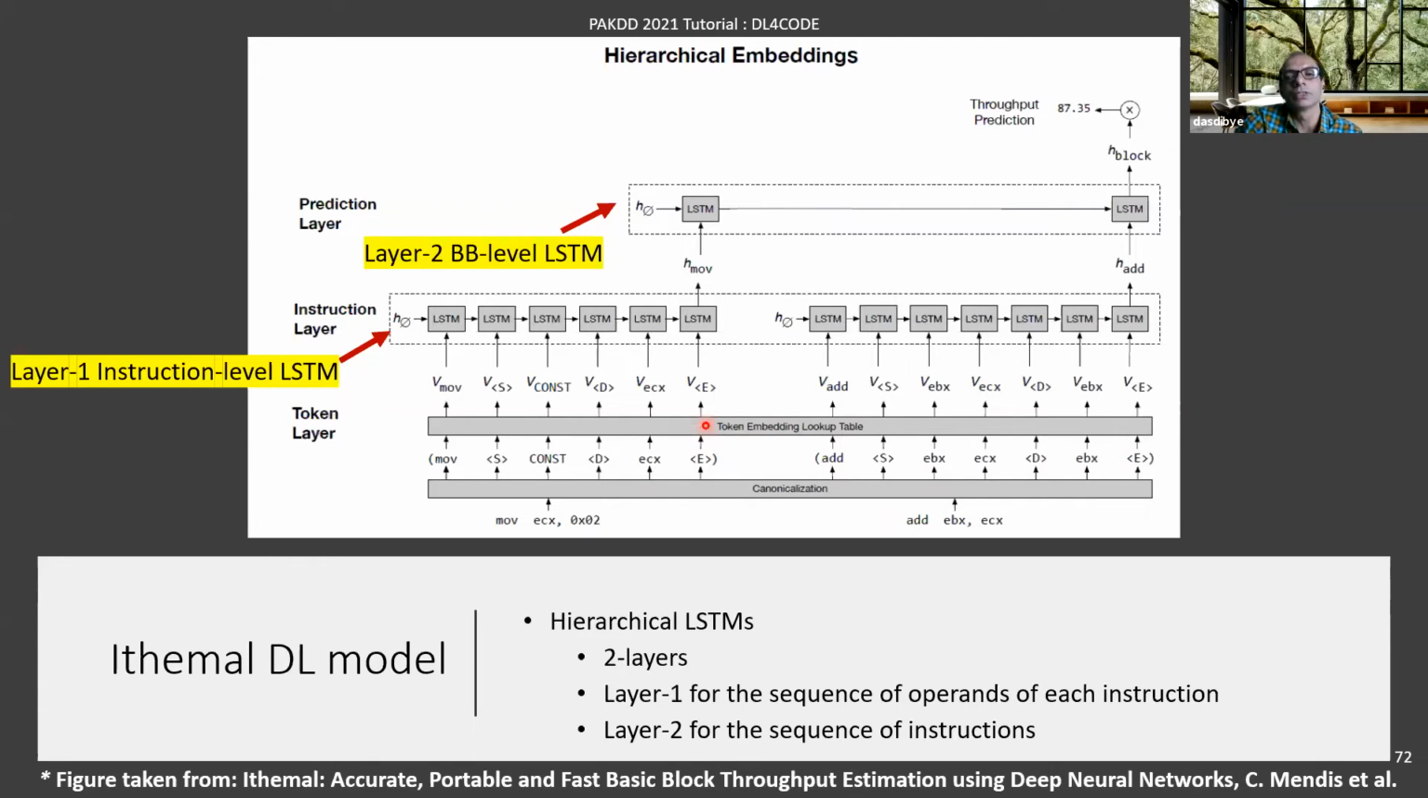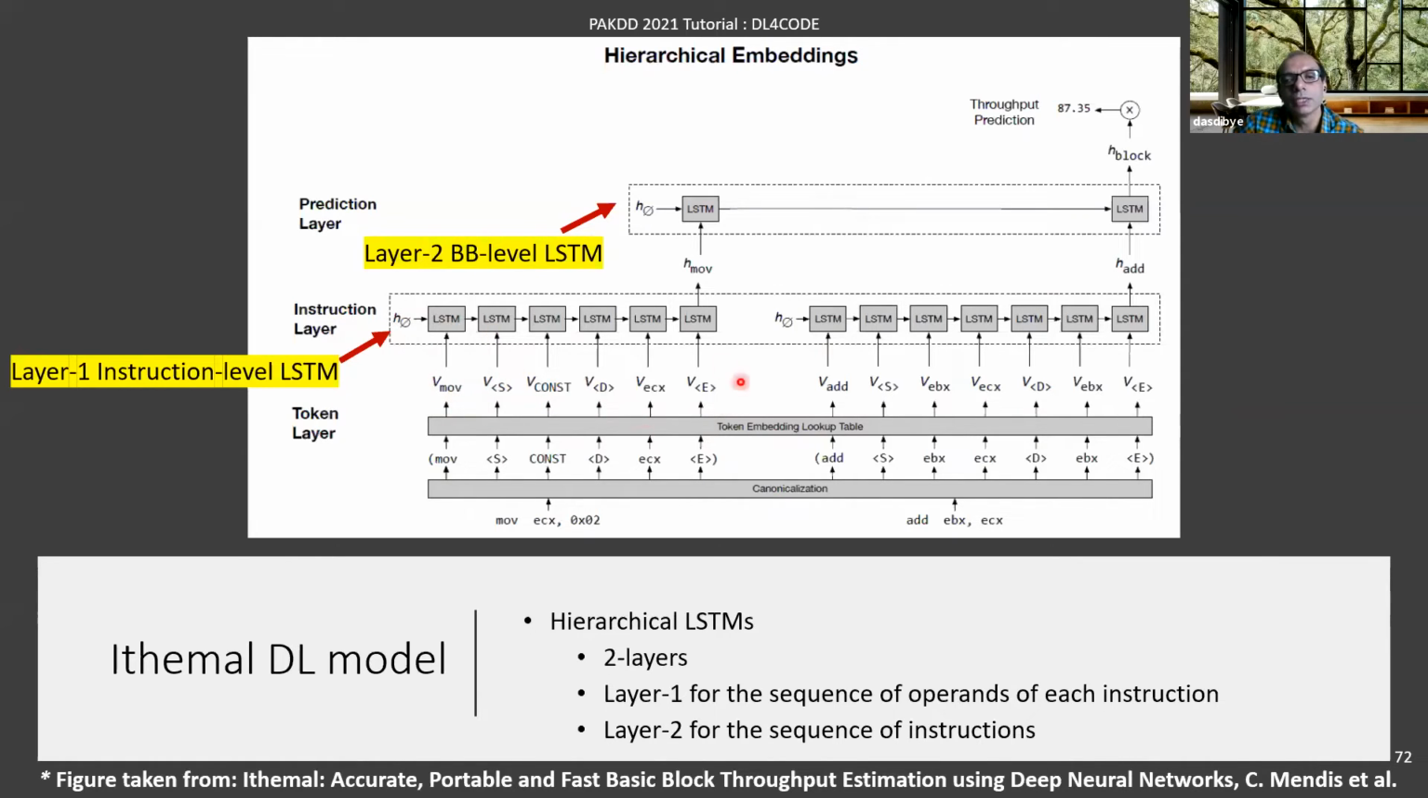So these are application-specific embeddings, not embeddings which are not application aware, like what happens in IR2Vec. Once you have the embeddings, these are the vector embeddings for each of your tokens, move, source, const, D, etc. We do the first layer of LSTM, and the first layer of LSTM is for each instruction.